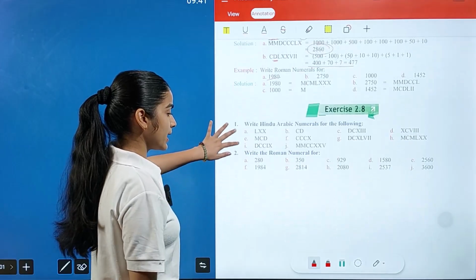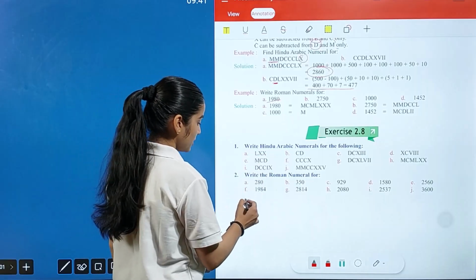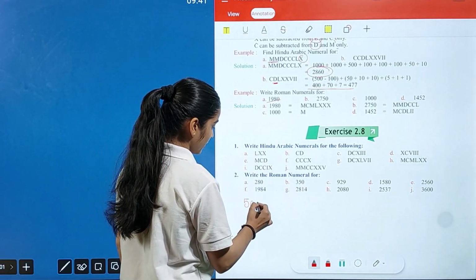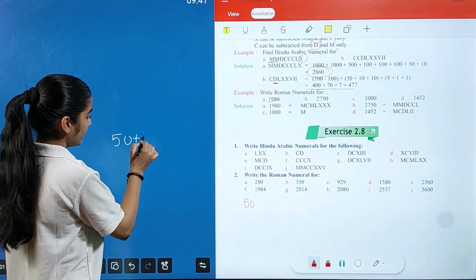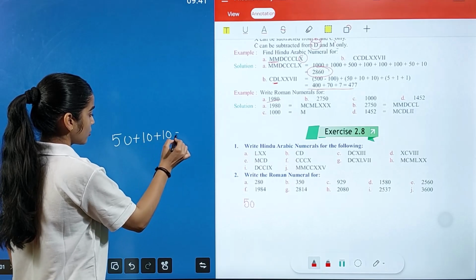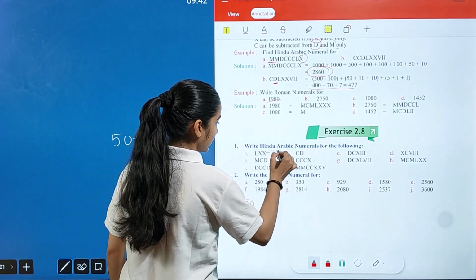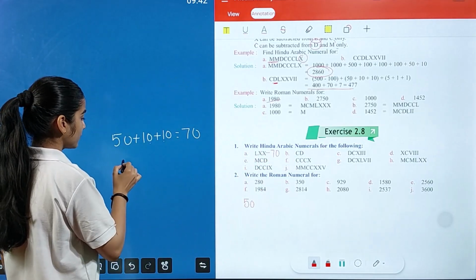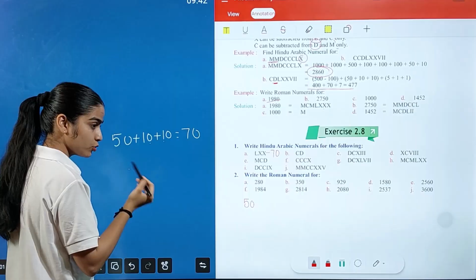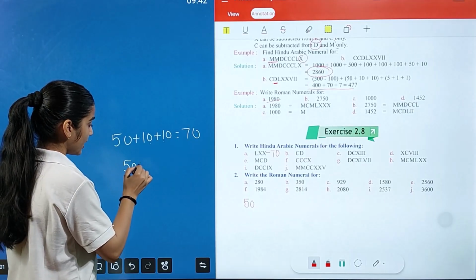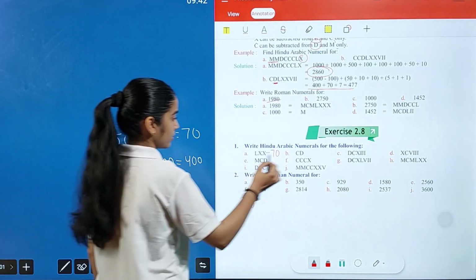Now we move forward to our exercise. Here write Hindu Arabic numerals for the following. So in this case L means 50 and 10 plus 10. So 50 plus 10 plus 10 is 70. So this is your answer, 70. After this we have C and D. So C is smaller as compared to D, and D means 500 and C is 100. So we have to subtract. So your answer will be 400.